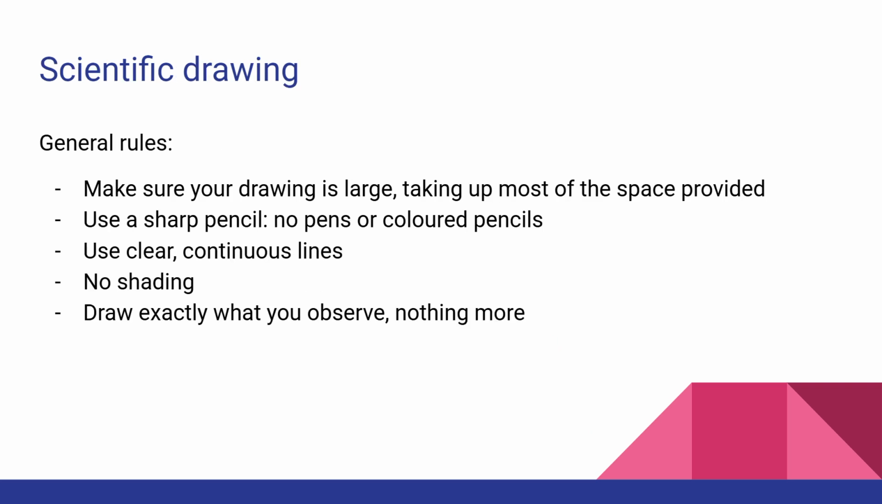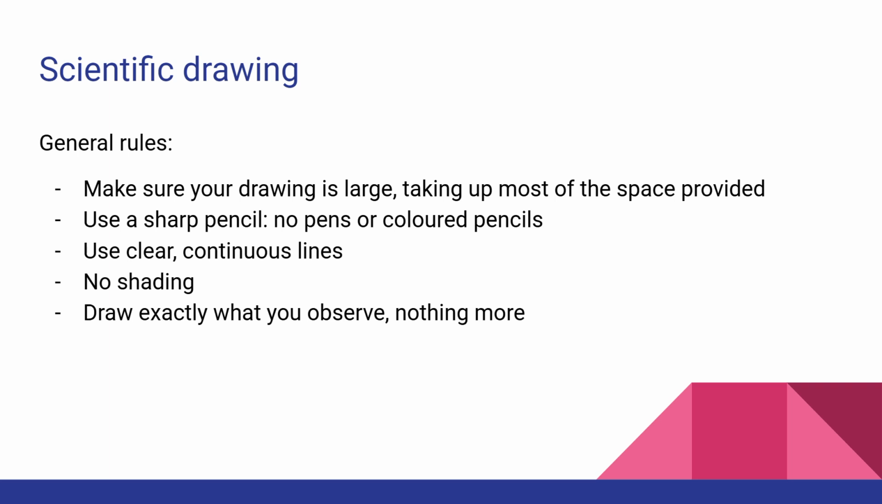Scientific drawing. Here are some general rules for scientific drawing. Scientific drawings are not done like artistic ones, so no shading, no feathering, no little artistic things that would not be permitted in a scientific drawing. So make sure that your drawing is large and it takes up most of the space that is provided. Use a sharp pencil, so no pens. Use a clear, continuous line with no breaks and no feathering. So also do not shade in any way. So no stippling or hatching, any kind of shading. Just leave it blank, okay?